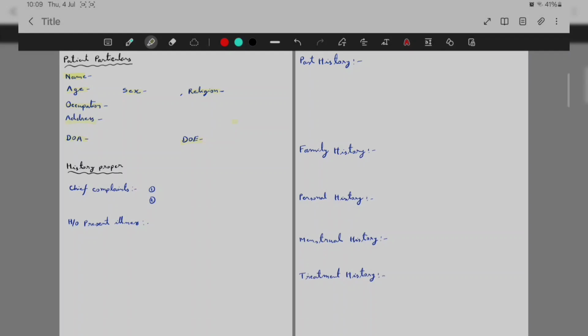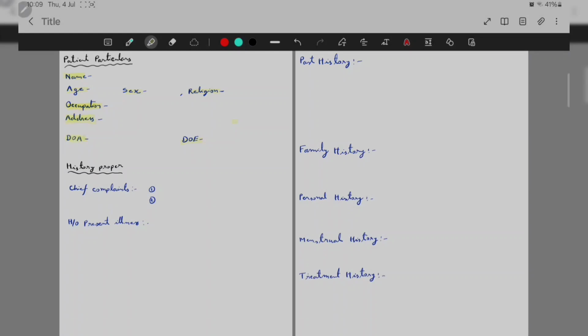After that, the occupation is important because of occupational diseases. If a worker works in a factory, he might have silicosis. So this is important for occupational diseases, and we have to mention the occupation. Then the address is also important because certain diseases are prominent in certain areas. For example, Kala-azar is prominent in Jharkhand, Bihar, etc. So this is why address is important.